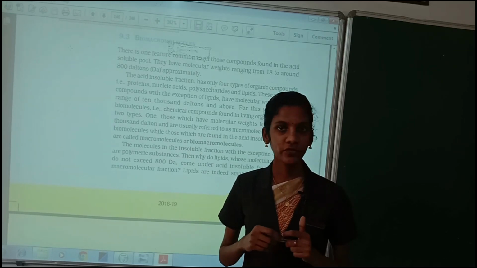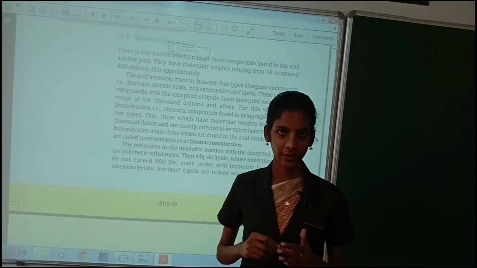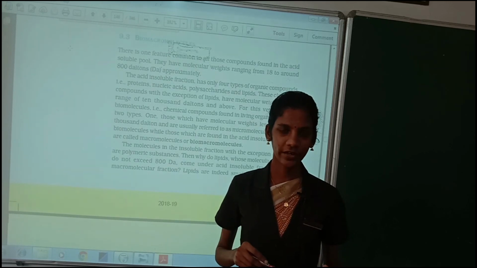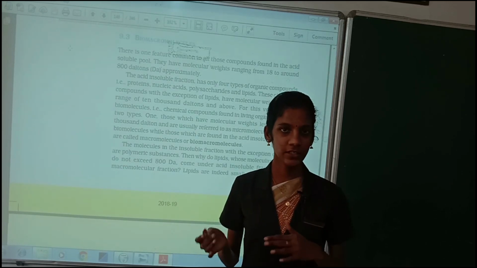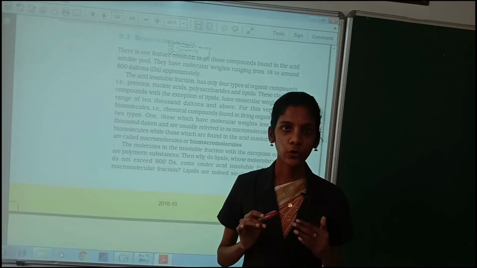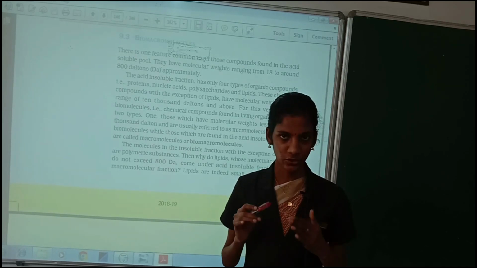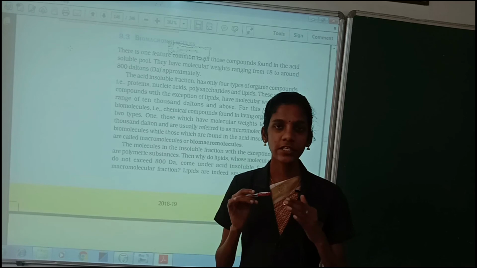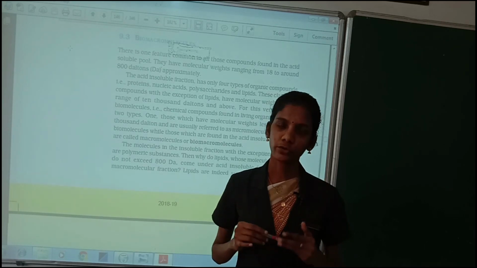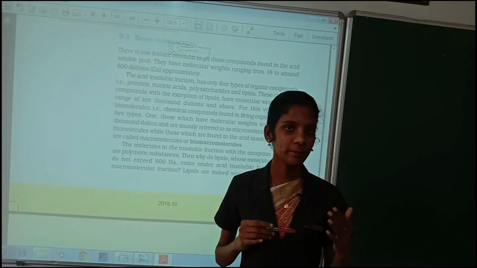Actually the molecular weight of lipid is 800 Dalton. That means it will be less than 1000 Dalton. Then in which category should it come? Naturally, in the biomicromolecule category. But actually here this lipid will come under the biomacromolecule category.